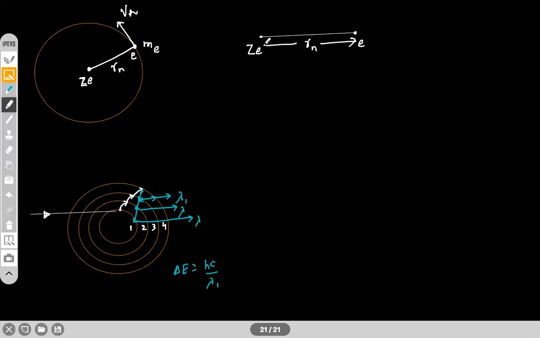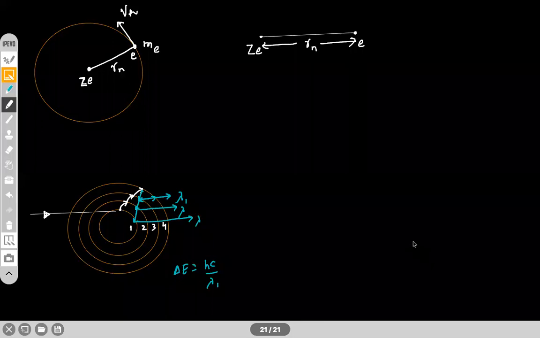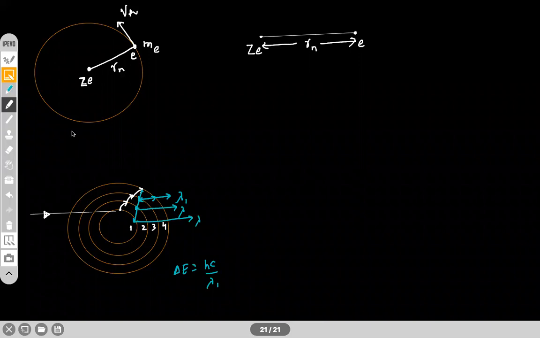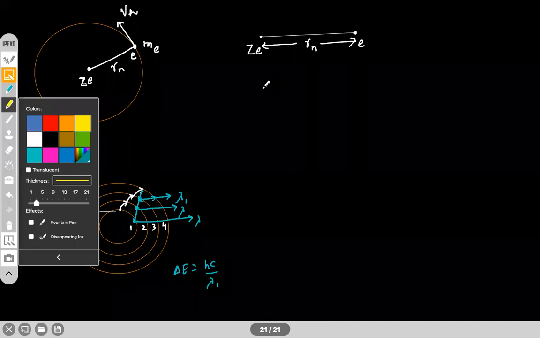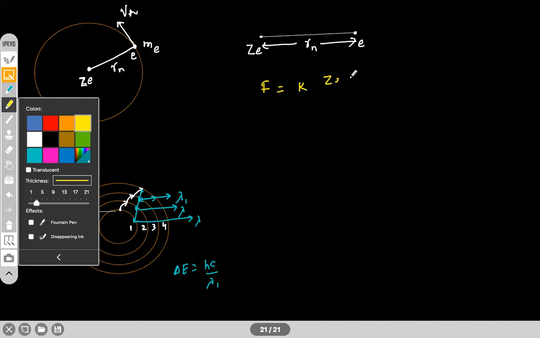Can we write down the electrostatic force between these two charges? Yes or no? Please respond, guys, quickly. We can write down the electrostatic attraction. Yes, you know the formula already; I have given you the formula. So I want you to focus on it, we'll use that formula only over here. So what is the electrostatic force here? The electrostatic force F is equal to K times Ze into e divided by rn square.